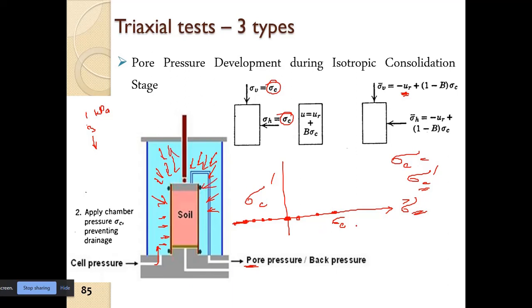So this sigma c is the applied cell pressure, and sigma c dash is the effective stress in the soil, where sigma c dash is equal to sigma c minus u, which we are monitoring here. All right. So the pore pressure we are monitoring. So this is the 0 state of effective stress. So we have this difference, the difference of the pore water pressure and the cell pressure which we are applying.